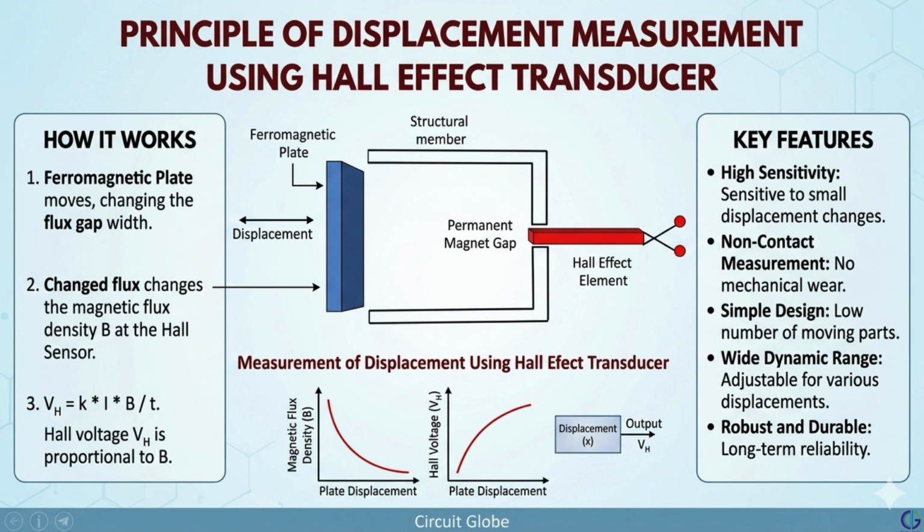Measurement of displacement. The Hall effect element measures the displacement of any structural element. For example, consider a ferromagnetic structure which has a permanent magnet. The Hall effect transducer is placed between the poles of the permanent magnet. The magnetic field strength across the Hall effect element changes by changing the position of the ferromagnetic structure.